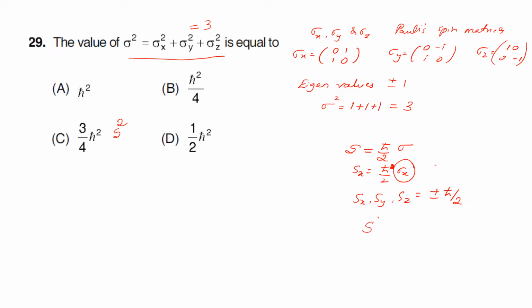Therefore, S square here is given by Sx square plus Sy square plus Sz square. That is h cross square by 4 plus h cross square by 4 plus h cross square by 4. Therefore, the answer is 3 h cross square by 4. That is the eigenvalue of square of the spin angular momentum matrices S.